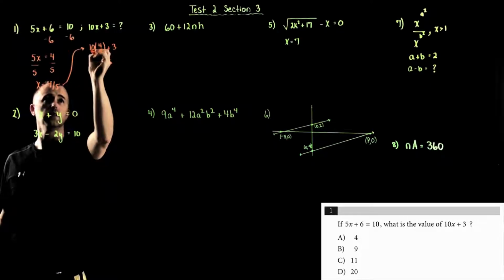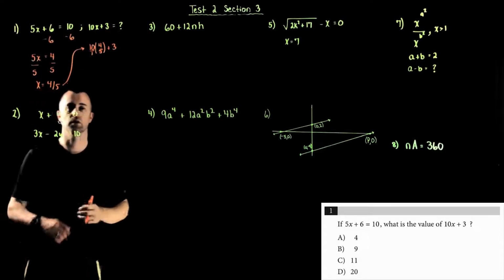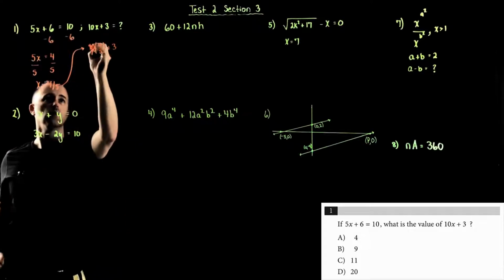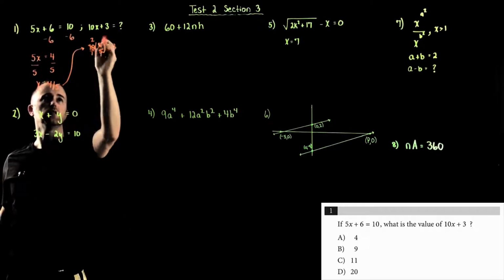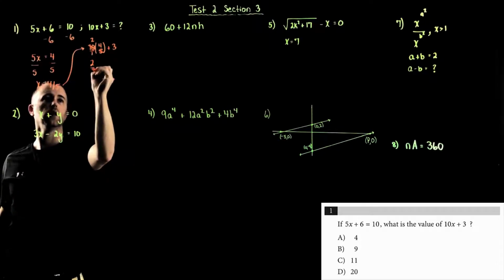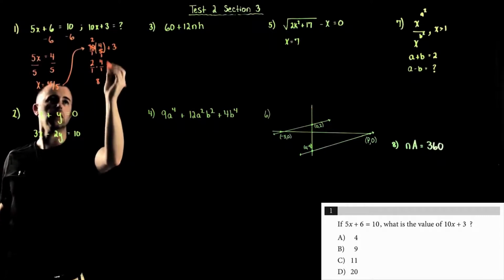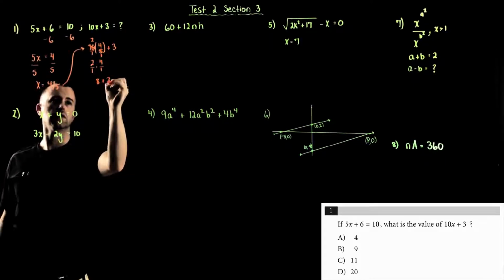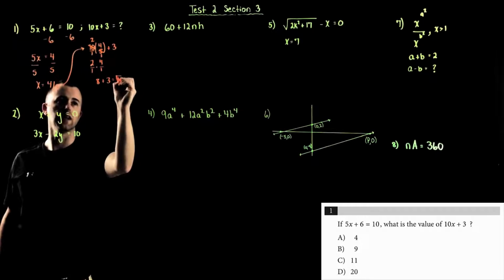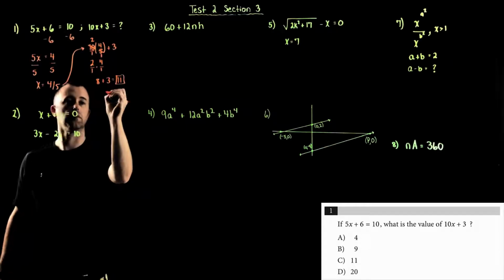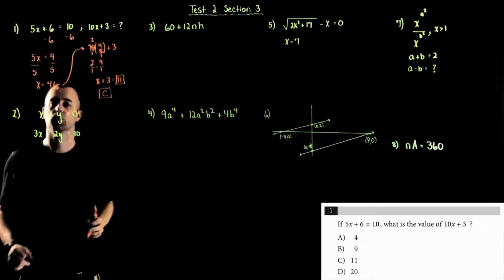When you multiply, you need to be aware that you can cross cancel. So here I got 10 and 5. That's 10 divided by 5, which is 2. So I'm going to have 2 over 1 times 4 over 1, which is 8. So I have 8 plus 3, which in this case is going to be 11. So that's going to be your answer for number 1. 11 is C. So pick C for number 1.